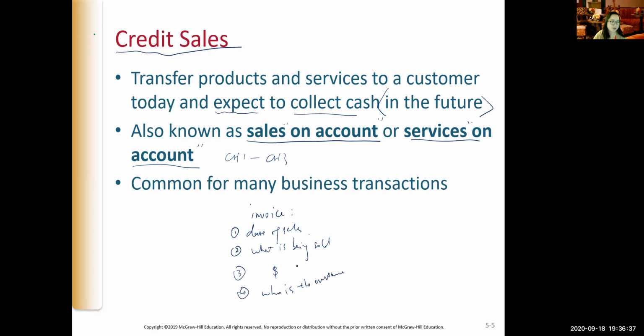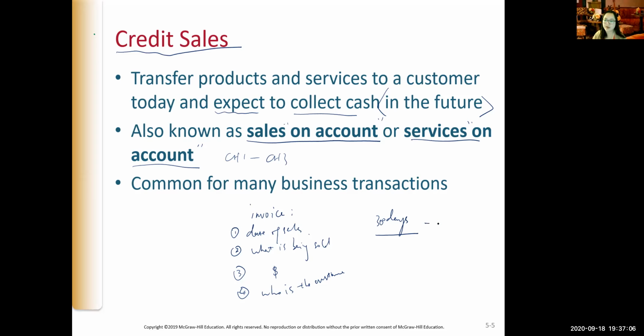how much. Payment terms typically require the customer to pay in 30 days. So basically, you need to pay everything you owe within 30 days. But if you fail to do so, there will be a penalty. But if you pay ahead, within 30 days, there could be some discount or reward for paying faster. Okay.